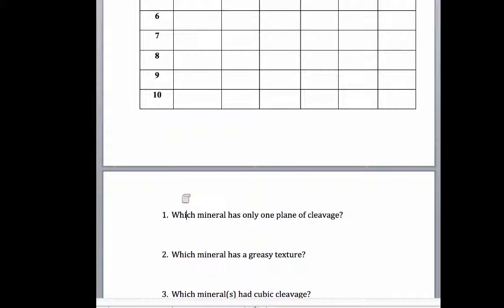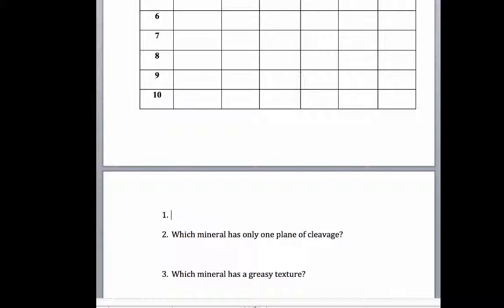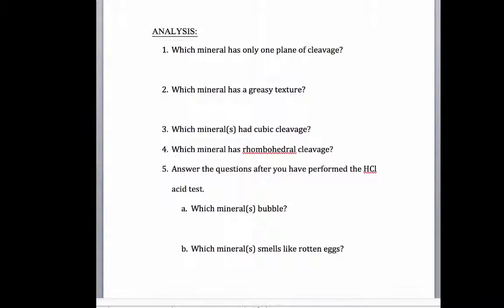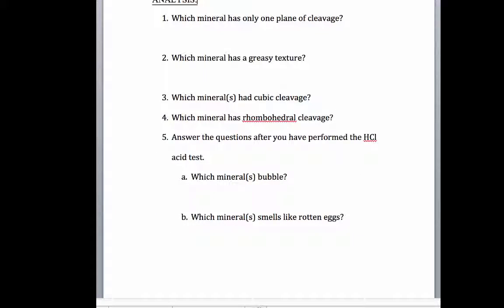After you have that, the only other part of this lab that you're going to need is an analysis. So you're going to write, all caps, underline, analysis. You're going to copy down these several questions, and then you can write the answers in incomplete sentences.